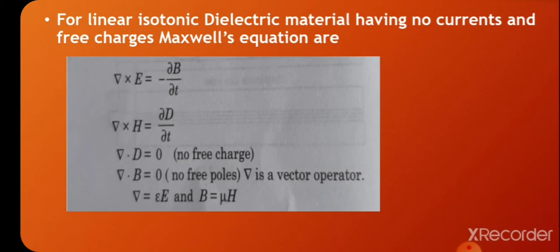What is its value? Del is equal to dou by dou x plus dou by dou y plus dou by dou z. And D can be written as epsilon E, and B... sorry, here the notation is faulty, it is not a del, it is D. D is equal to epsilon E and B is equal to mu H. That is the basic equation. So remember that the last equation is not a del, that is capital D. Capital D equal to epsilon E and capital B equal to mu H. Okay.